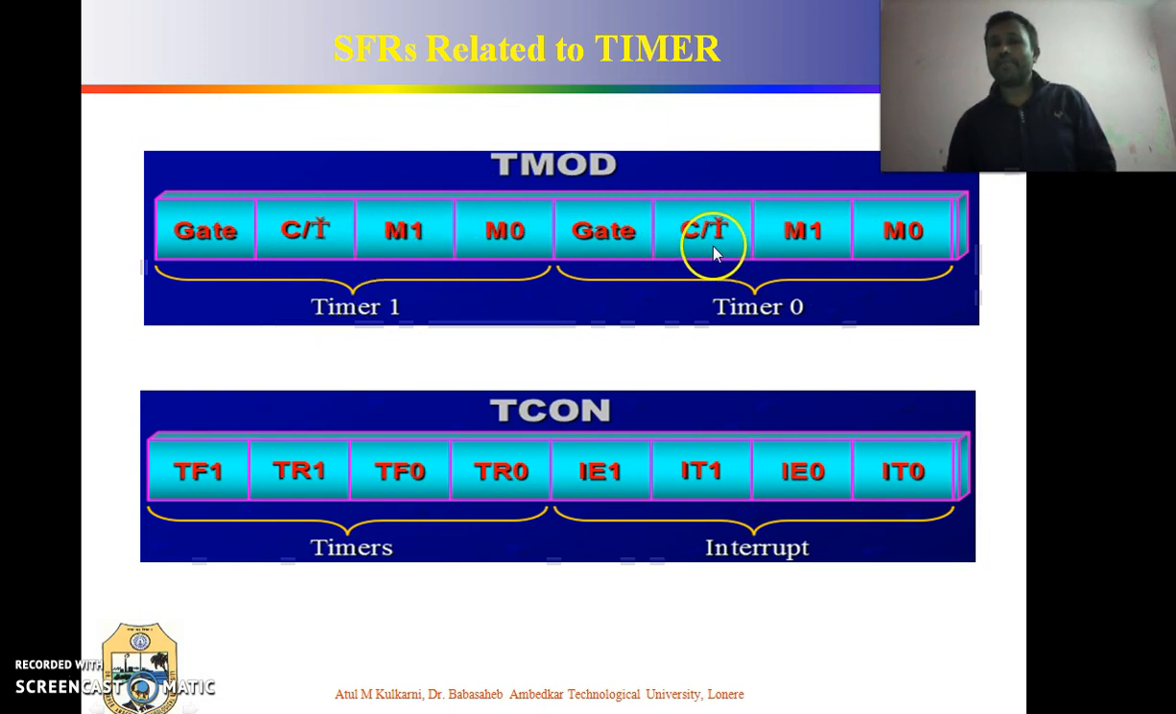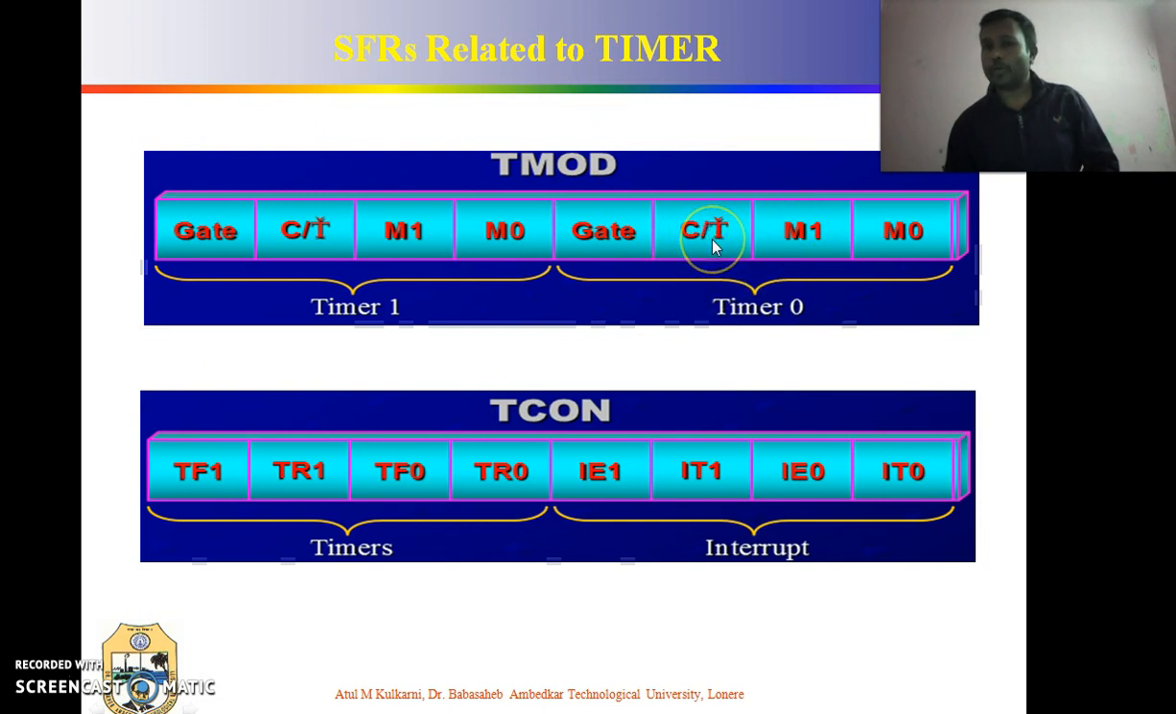This C/T bar bit, if it is 0, that means the programmer is using a timer. If the same bit, C/T bar, is 1, that means the programmer is using a counter. And we know the difference between timer and counter. A timer is used to generate a delay between 2 successive events, whereas a counter is used to count the events happening outside the microcontroller.